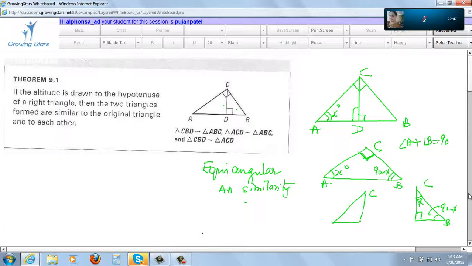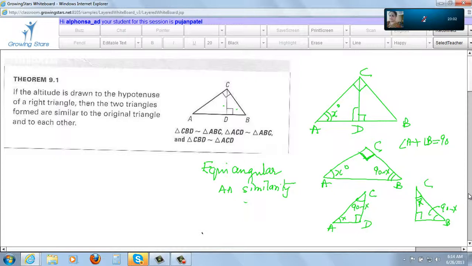It's again CDA. We have 90 here, and we have x here, so we'll have 90 minus x here, isn't it? Yeah. So now look at the 3 triangles. All their angles are the same.